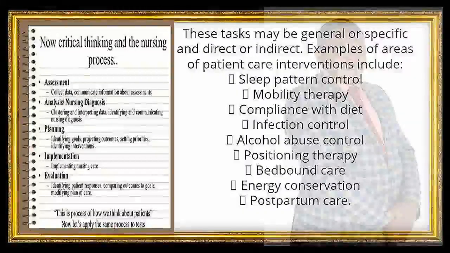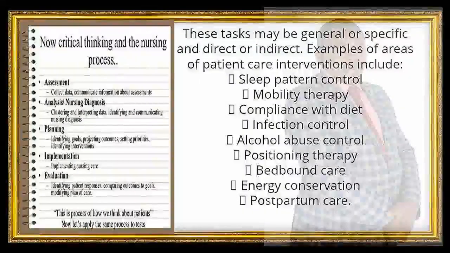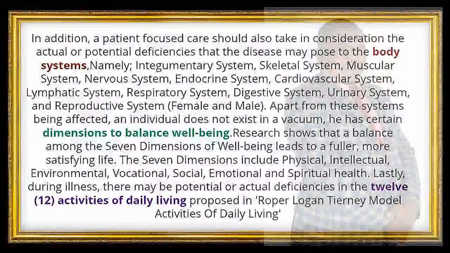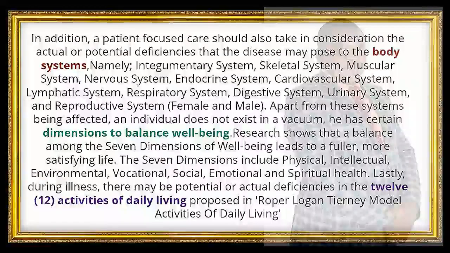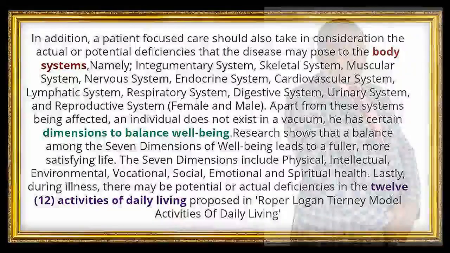In addition, patient-focused care should also take into consideration the actual or potential deficiencies that the disease may pose to the body or system. Namely, we have the integumentary system, skeletal system, muscular system, nervous system, endocrine system, cardiovascular, lymphatic system, respiratory, digestive, urinary, and reproductive system. So when you're coming up with your nursing diagnosis and nursing problem, bear in mind how these systems have been affected.